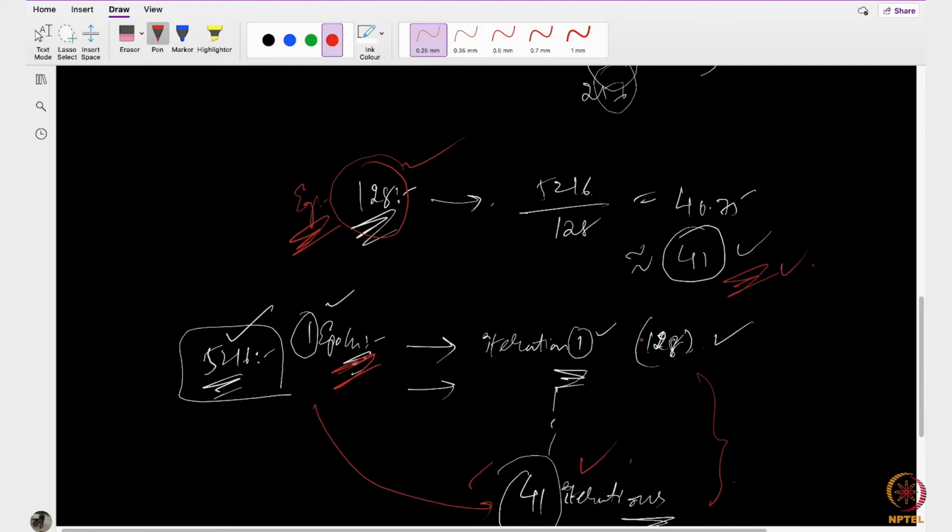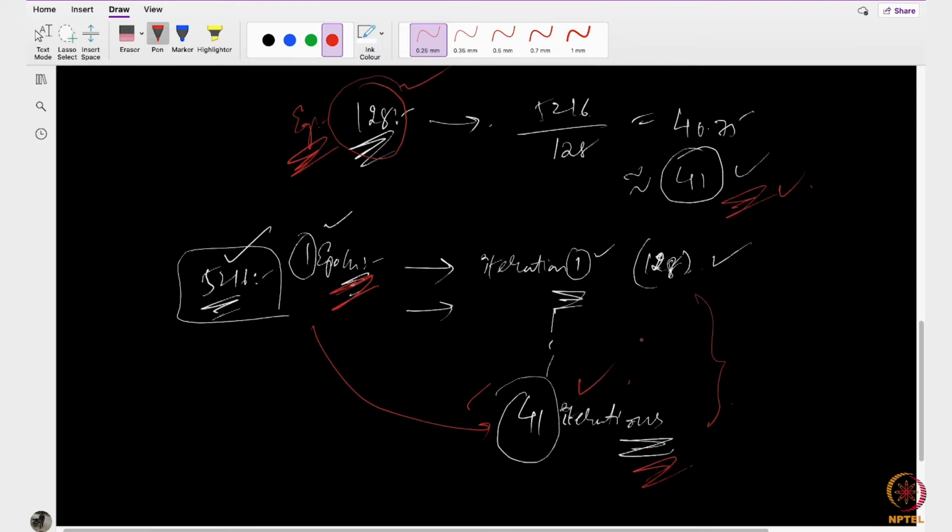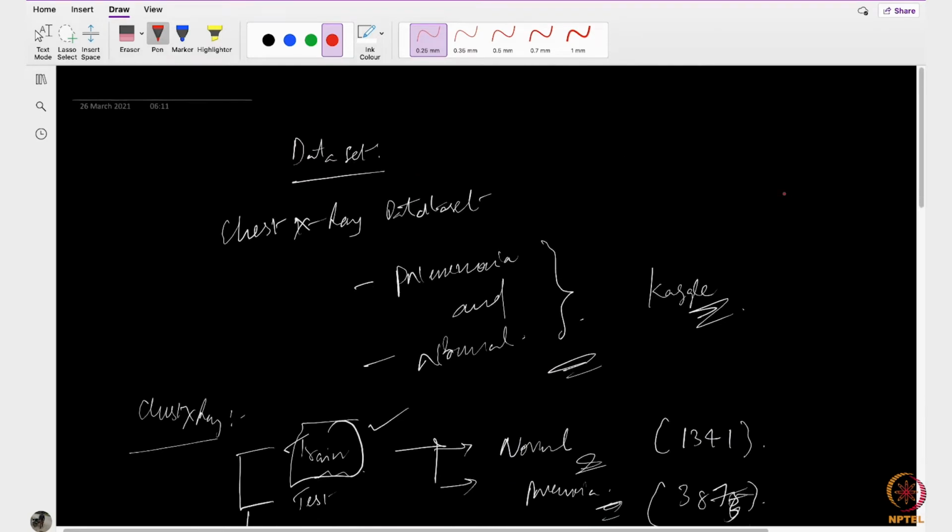I have explained this because, while implementing this algorithm, I used a batch size of 128. This calculation will be helpful for you. This is the end of this dataset discussion.